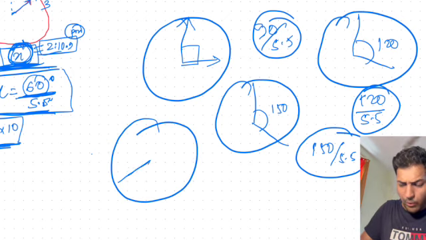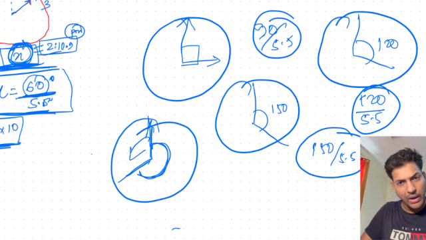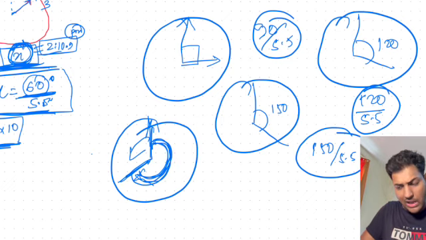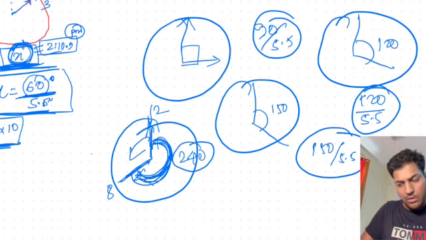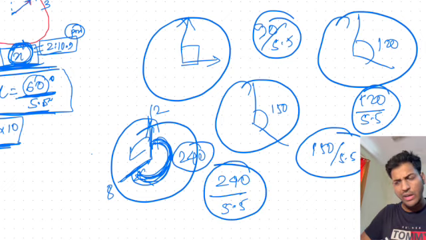Now suppose at 8 p.m., how much is the angle? You will take this angle, because the minute hand will be covering this angle only. The minute hand is not moving anti-clockwise, it is moving clockwise, so you will take this angle. Now suppose the time is 8, you can see that this angle is 240. So how much time will it take? 240 by 5.5. This is very easy.